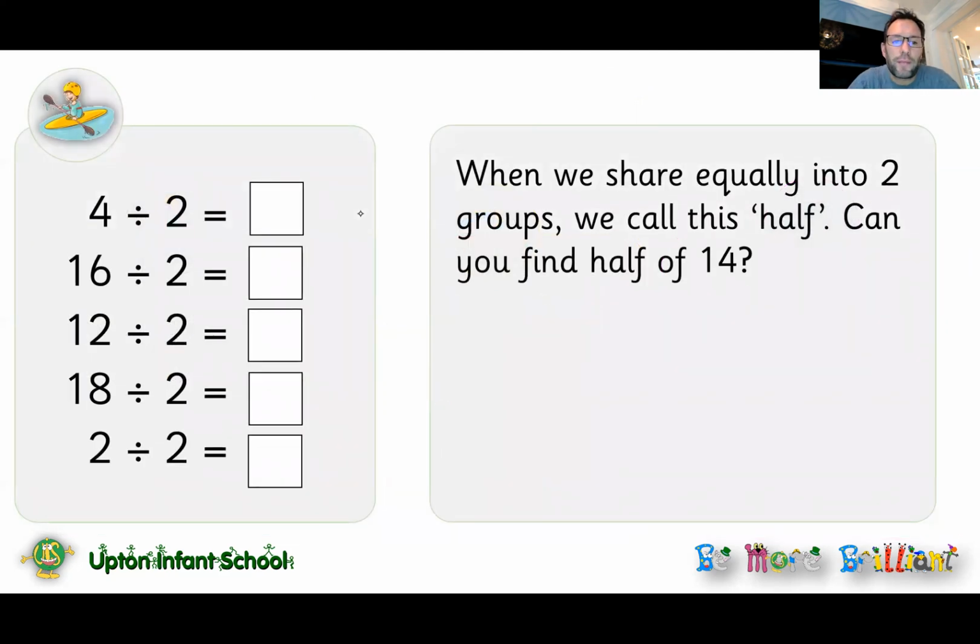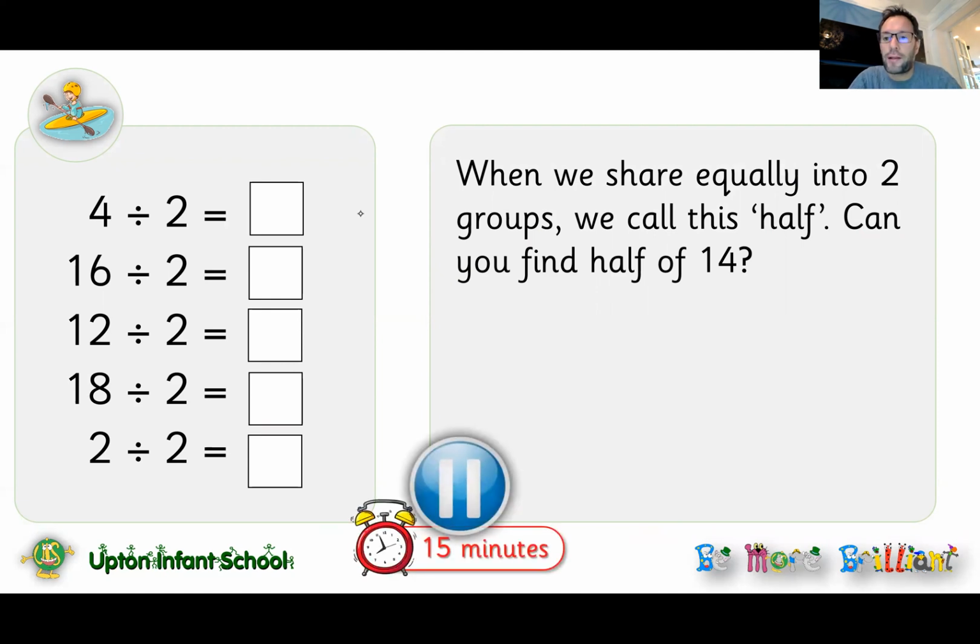So here's our first one. All of these are dividing into 2 equal groups, and I want you to use your pen and your paper to draw the circles and draw dots to count them out to work out the answer. And then there's a question for you. When we share equally into 2 groups, we call this half. So when you split anything into 2 equal groups, we call it half. So can you find half of 14? That just means sharing 14 into 2 equal groups. Okay, pause the video here if that's the challenge you would like to do. And 15 minutes should be plenty of time to do that challenge.